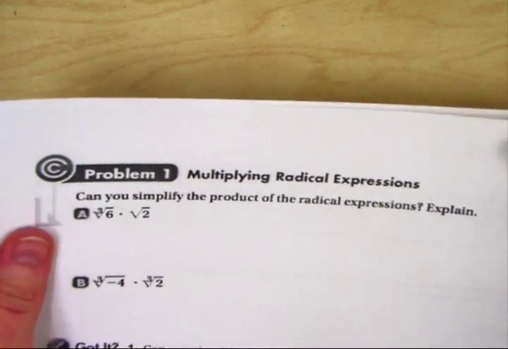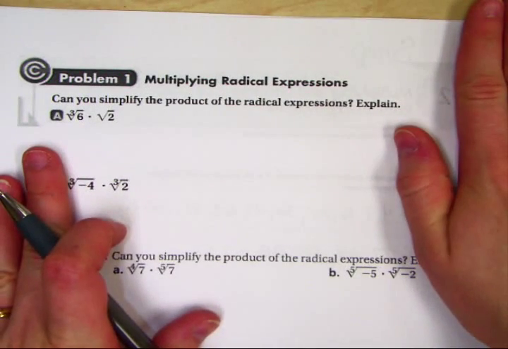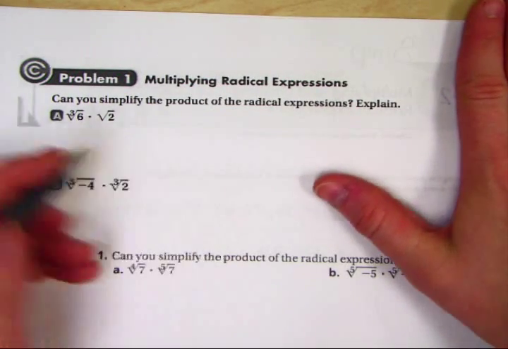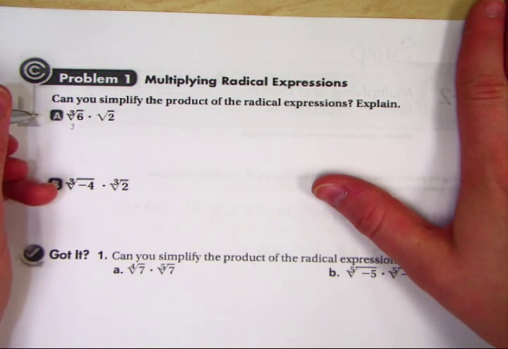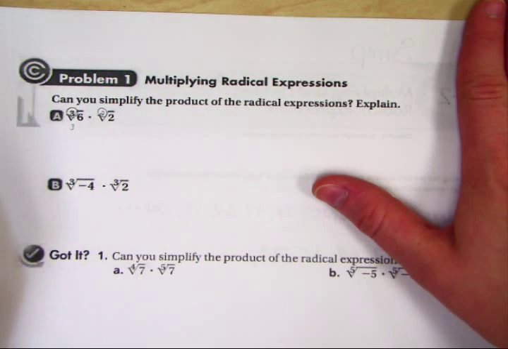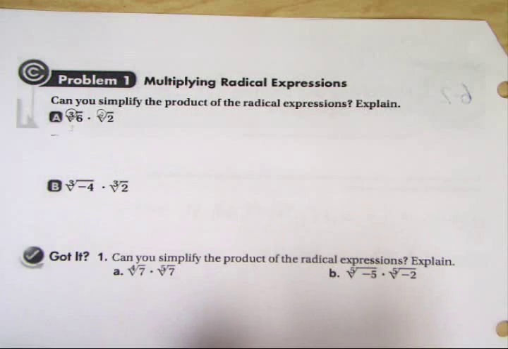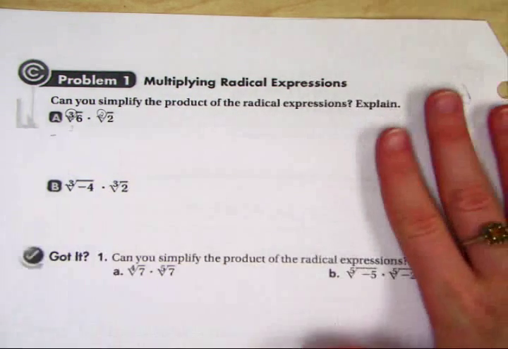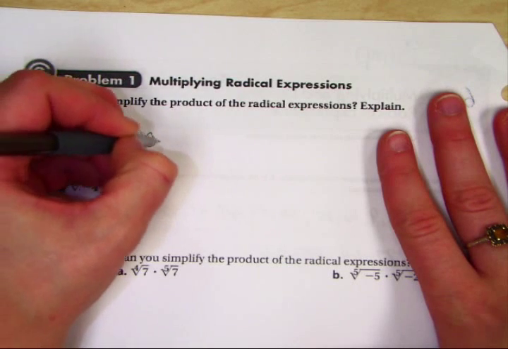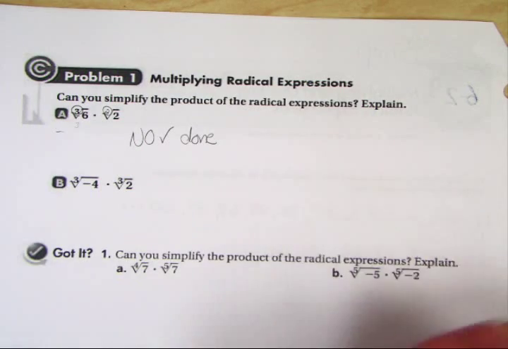Let's try to apply this, and also let's try to simplify on problem 1. The question is, can you simplify the following products? Look at part A. Do you see how this one has an index of 3, and then this one has an index of 2? Let's circle them. That might be better. Can you see how the one has an index of 3 and the other one has an index of 2? That means that one's done. You cannot simplify this anymore. So we're going to put no. I like to actually write the word done because it's as simplified as it gets.